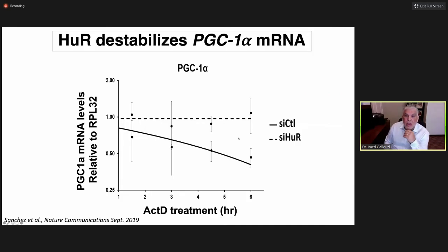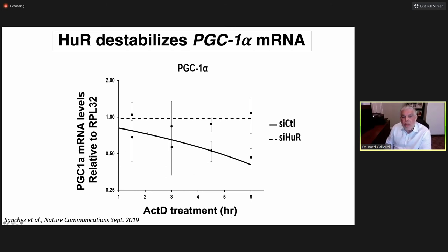Remember I told you that HuR affects the half-life of target messages. So we knocked down HuR in C2C12 and assessed the half-life of PGC1 alpha mRNA. Typically, for these experiments we do an actinomycin D pulse chase. We grow our C2C12, induce further differentiation, then incubate them with actinomycin D and do a time course. Here the time course is 6 hours, and we collect samples regularly throughout and assess the expression level of a given message, in this case PGC1 alpha.